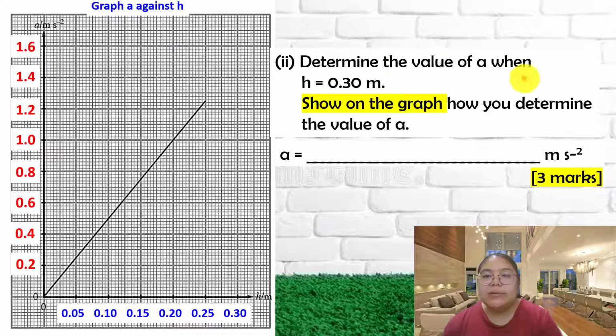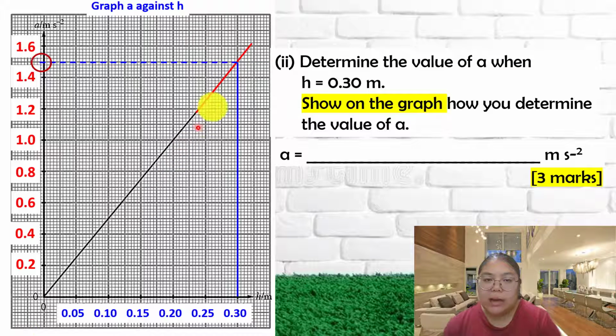Okay, now the question: determine the value of a when h is 0.3. Show on the graph. So this one is a keyword. You need to show on the graph how you determine the value of a. So from here, you must see the graph is here. h is 0.3, but you can see the line is not long enough for you to measure the reading. So the first thing you need to do is extend. Make the line longer. You just put the ruler here, then draw the line longer. Then from here we get the readings. Okay, first step, extend the line. Second step, we draw the line from 0.3 up until it touches the graph.